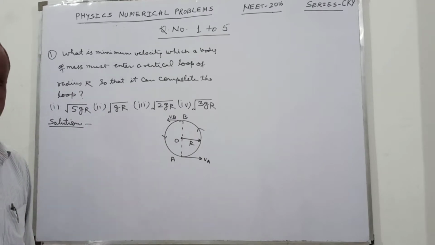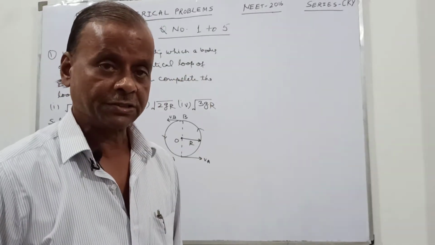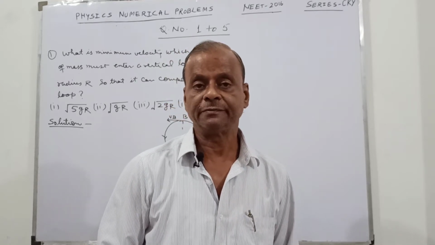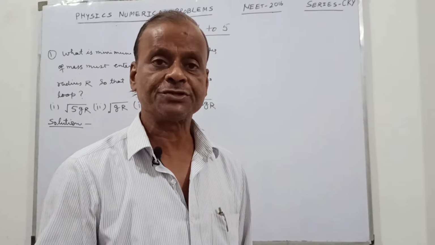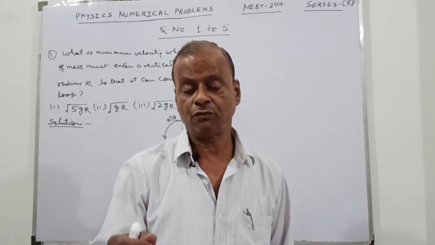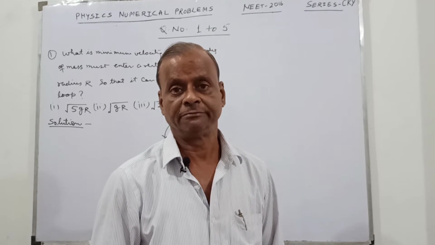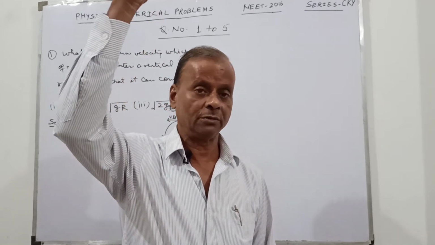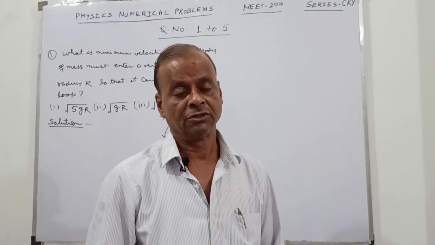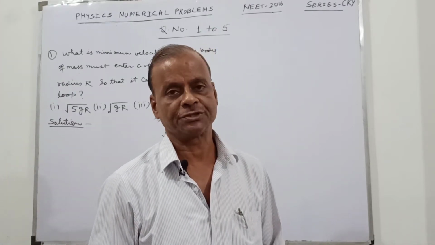We have studied in the classroom that when a vertical circle is completed by a body moving with a certain velocity, the maximum velocity is at the lowest point and the minimum velocity is at the highest point. If the body enters at the lowest point, the velocity is square root of 5gr. If the body enters from the highest point, the minimum velocity must be square root of gr to complete the loop.